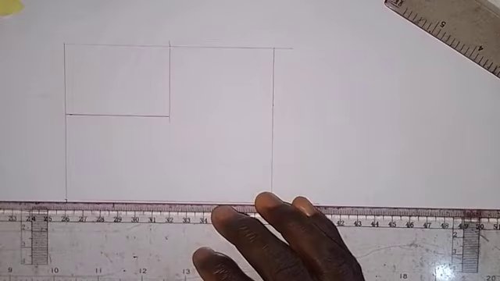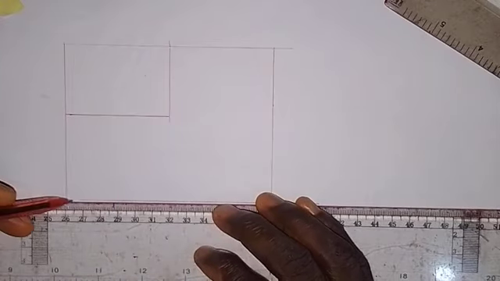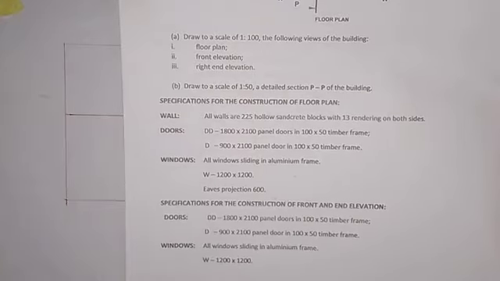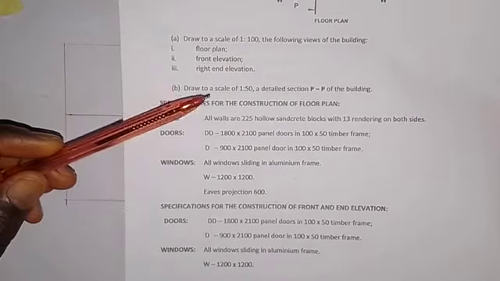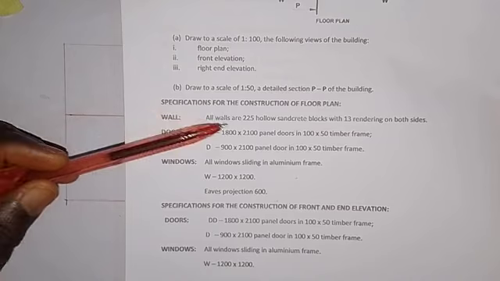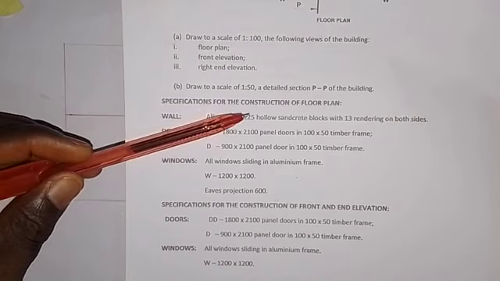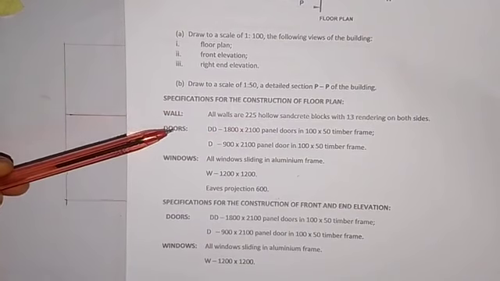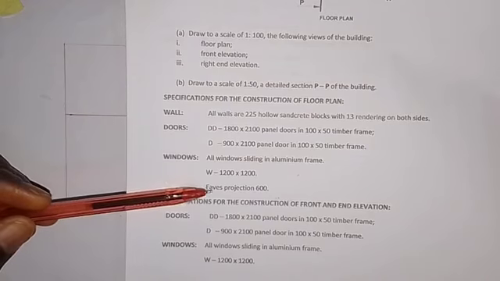So I need to make sure this is closed. Alright, so we have the rectangles in place. The next thing that we are going to do is to bring out the thickness of the wall. For the thickness of the walls, we go to the specifications. These specifications, I broke them down based on what we are going to do. The first specification says specifications for the construction of floor plan. Here we have walls, doors, windows, and then the east projection.